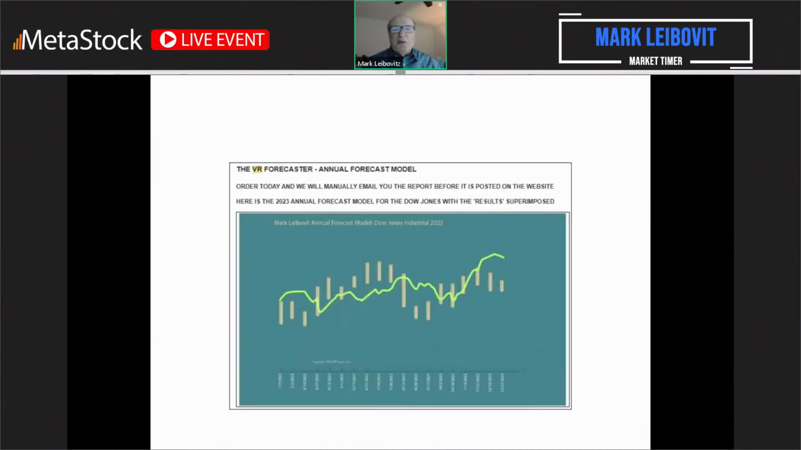The VR Forecaster is one of my big products, and we're going to talk about that more later because I promised some insights into what my model is saying for the year. This is the annual forecast model, and what you're looking at now is what it projected for 2023 in the bar line, and the yellow line is what actually happened.